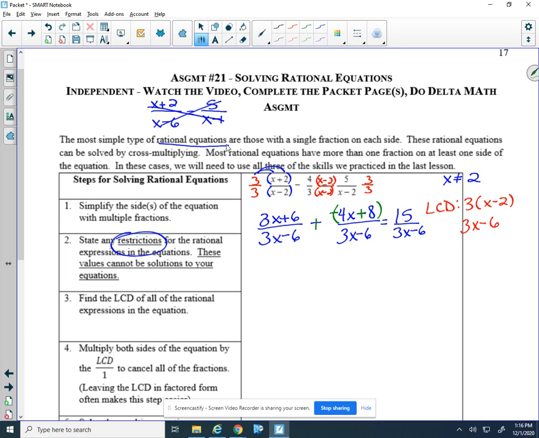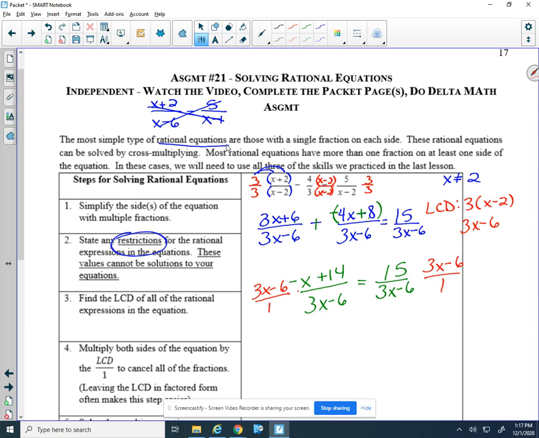So 3x minus 4x is negative x. 6 plus 8 is 14. All over 3x minus 6, and then 15 over 3x minus 6. Once I get to this point where there's one fraction on each side with the common denominator I made, we can just use the multiplication property of equality, which says I can multiply both sides of the equation by the same thing. So this is over 1.